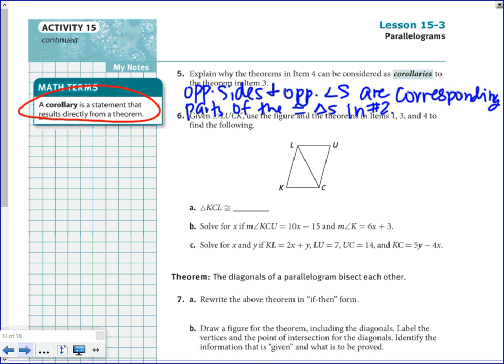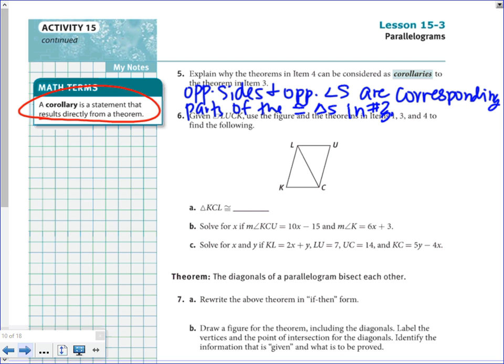So the theorems in number 4, I guess it was number 3 that was talked about. The theorems in number 4 are dealing with your opposite sides and opposite angles, and they're corresponding to those parts of your congruent triangles from the part 3. So that's why they are related.